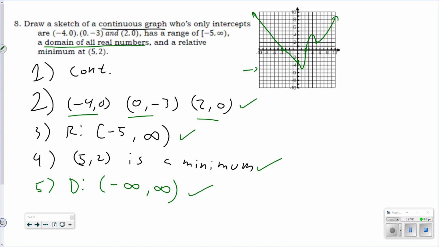A range, which is kind of hard to draw because the graph is kind of small for me, but -5 to infinity, including it. So I went down, touched the -5, went back up. All my intercepts, it is continuous, there's no jumps.